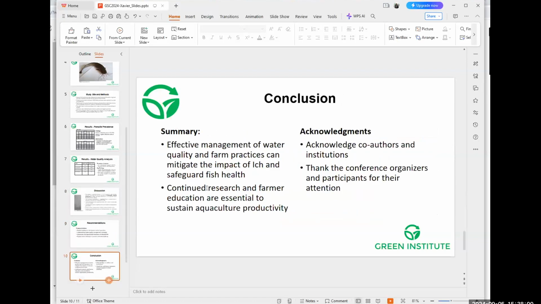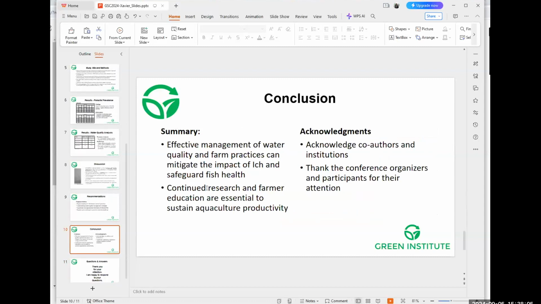Now, in summary, effective management of water quality and farm practices can mitigate the impact of Ich and safeguard fish health. However, continued research and farm education are essential to sustain aquaculture productivity.